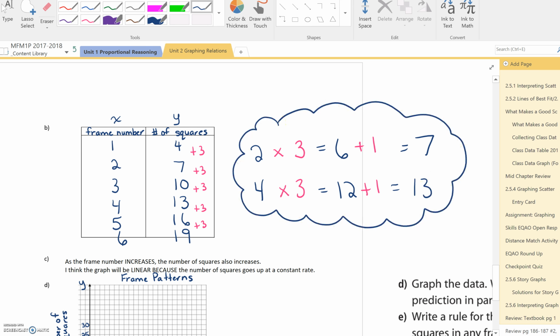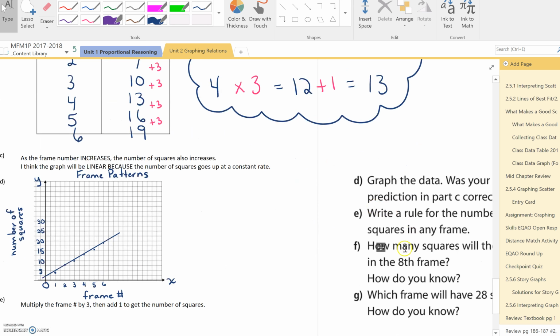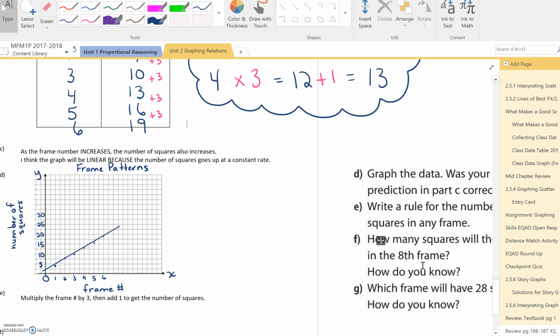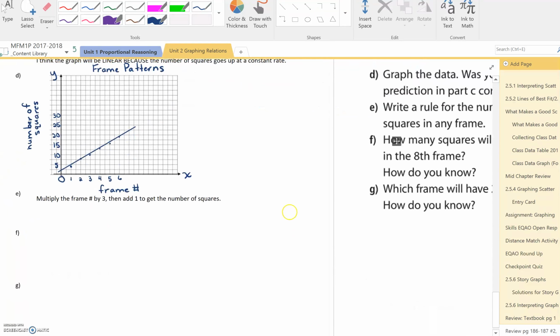Now, we recognize that you could continue your table. So let's say for question F, you want to know how many are in the 8th frame. Well, you could continue this pattern by just doing plus 3. So 19 plus 3 is 22. 21, 22, that's the 7th frame. And the 8th frame would be 25 if you continue the pattern of adding 3 every time. So in the 8th frame, there are 25 squares.